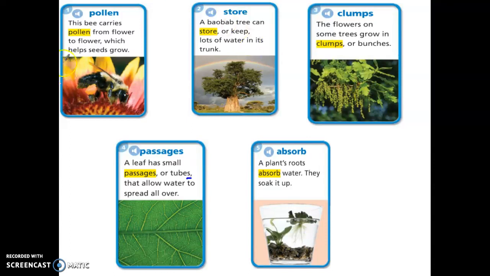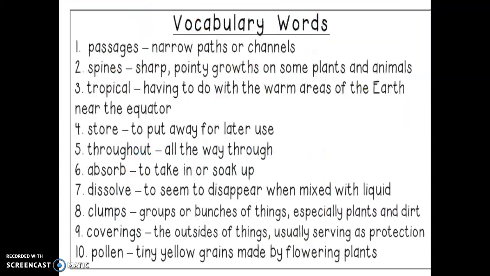So as I look around this word for clues that can help me understand what it means, I see it helps the seed grow. So I'm guessing pollen is something that flowers need to help the seeds grow. The actual definition for pollen is tiny grains made by flowering plants.